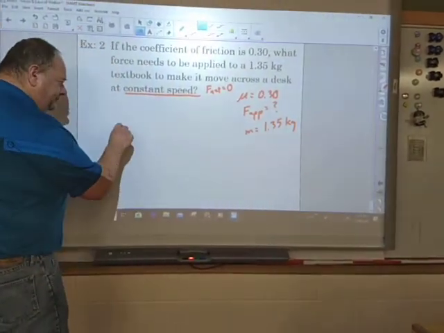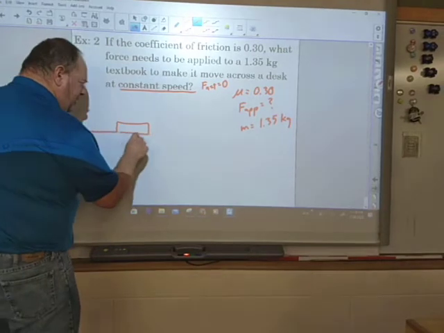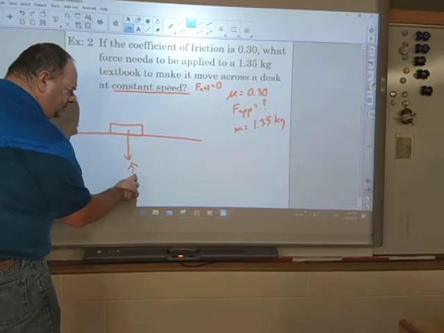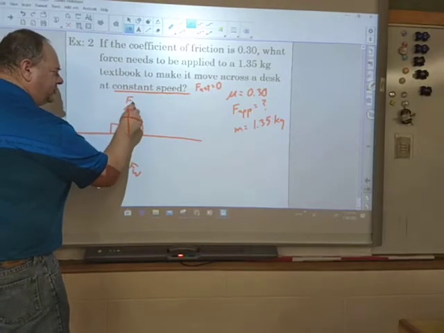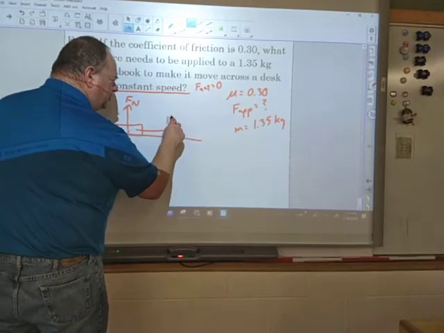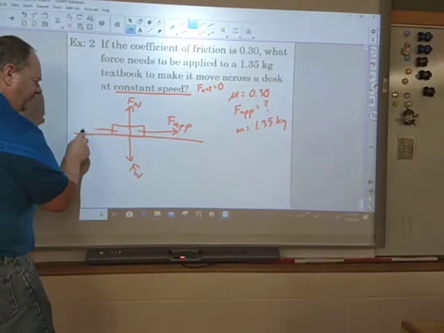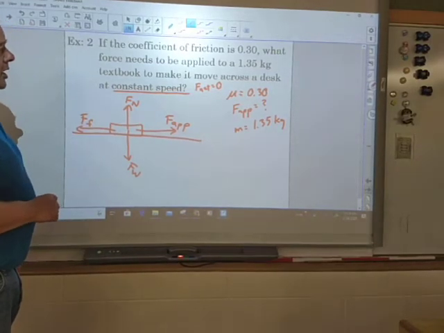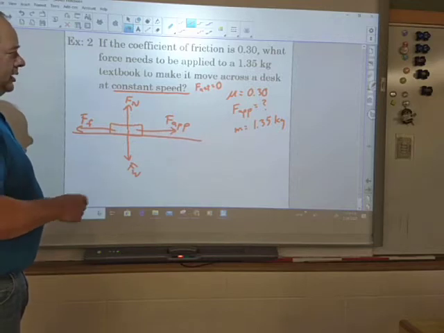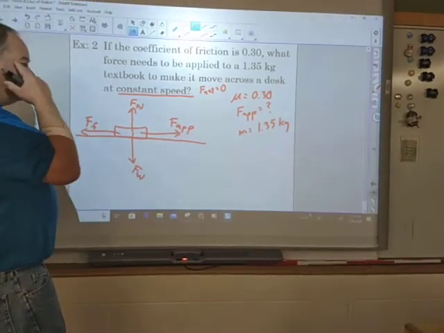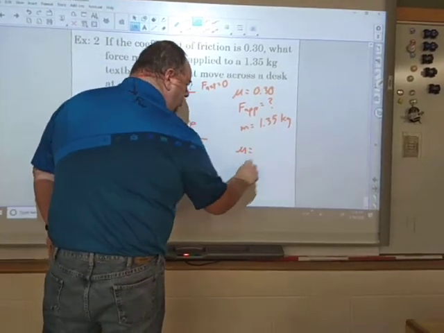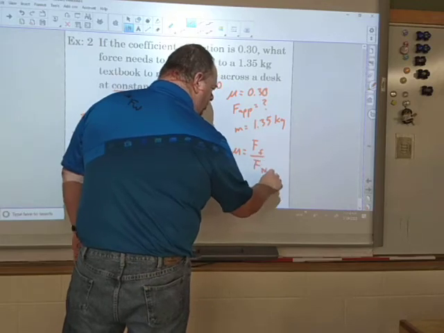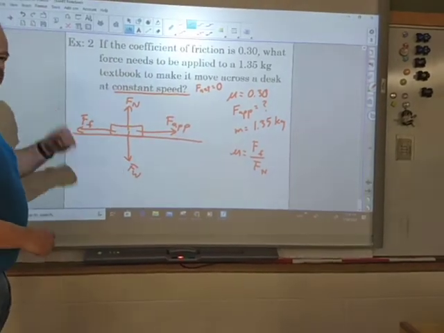So I'm going to draw my object. Draw my desk. Let's think about it. Going down, we've got weight. We've got normal force. We've got applied force. We've got friction. Okay? So, I'm told the coefficient of friction. Now, remember, a formula: coefficient of friction is the frictional force over the normal force. And the normal force equals the weight.